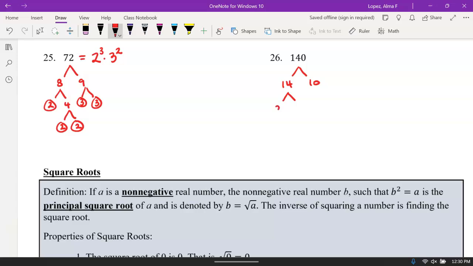14 can be broken down a little further into 2 times 7. Now, we've already seen these, so I know that these two are prime numbers. 10 can be broken down into 2 factors again, 2 times 5. Now, those are also prime factors. So the prime factorization of that number is 2 to the second power, 1 5, and 1 7. I like to put mine in order, smallest to largest. In fact, that's encouraged.